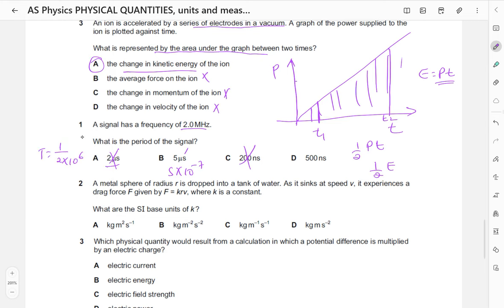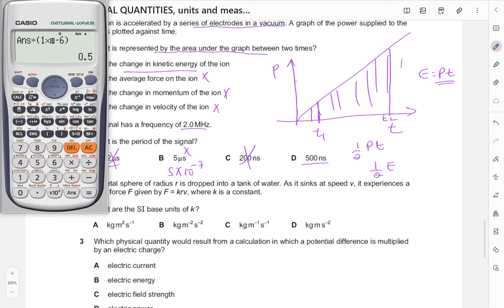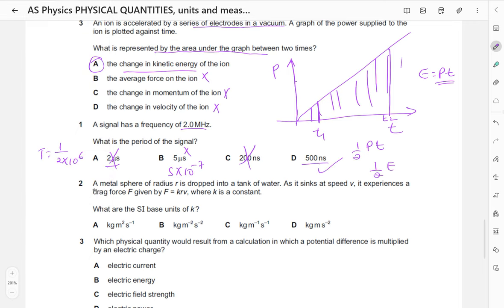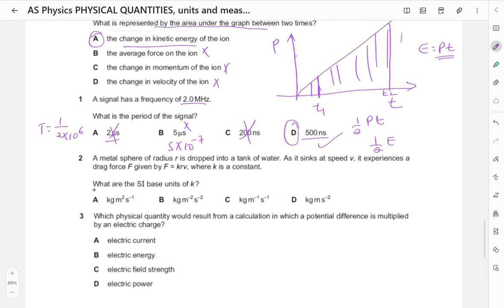5 microseconds is wrong. Then let's check nano. We have 5 exponent negative 7. We are changing it to nano, so I divide by 1 exponent negative 9, because nano is exponent negative 9. This is giving me 500 nanoseconds, so this one is correct. So our answer is going to be D.